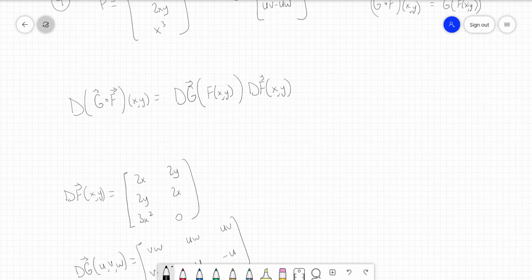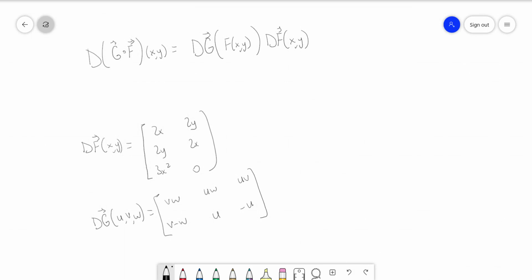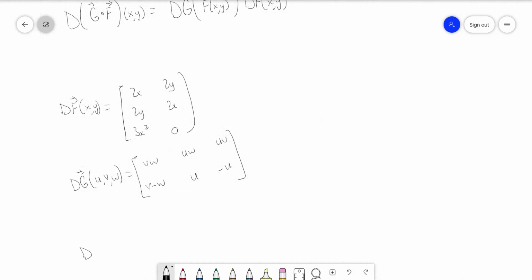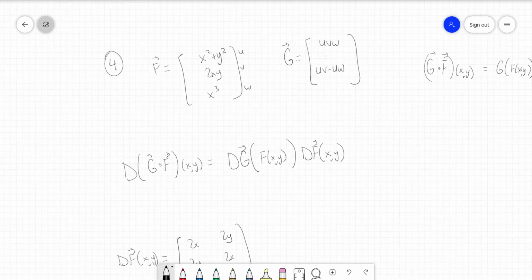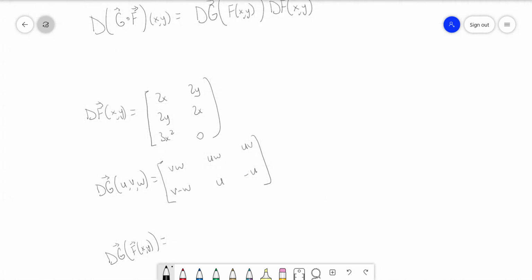Now, here we have dg, but evaluated at f of xy. So that amounts to plugging in for u, v, and w, these three components of f. So we'll plug in x squared plus y squared for u. It was 2xy next, so that would be what you plug in for v. And the last one was x cubed, so that's what you'll plug in for w.